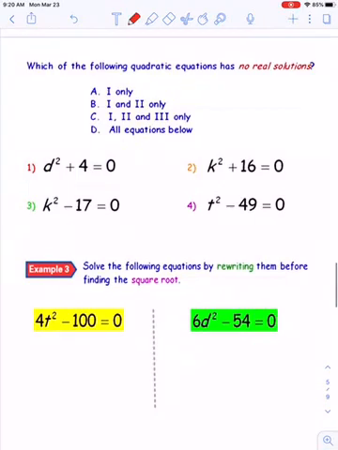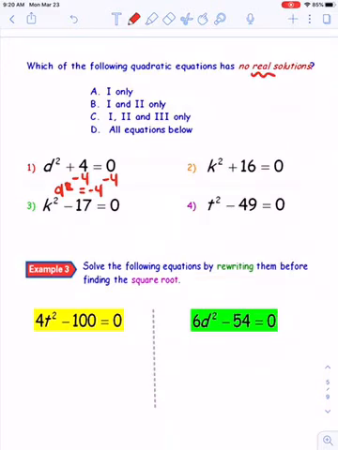Just a couple slides left here. It says, which of the following quadratic equations has no real solutions? Why don't you think about this for about 10 seconds. Well, hopefully you thought, if I just solved each of these, if I subtracted 4 on this one, I'd get d squared is equal to a negative 4. If you took the square root, that one would not have a real solution, or we'd say no solution here.